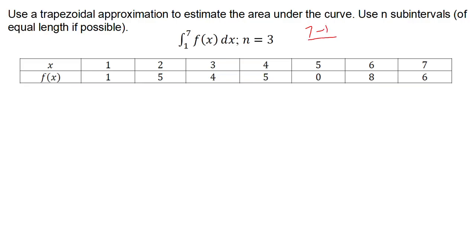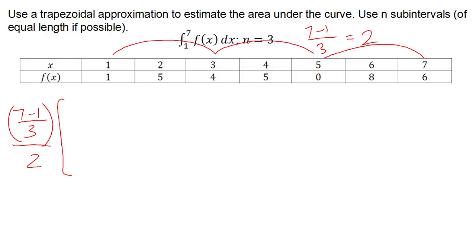And if we're doing from 1 to 7 with 3 subintervals, then we most definitely can make equal subintervals of that, right? 7 minus 1 divided by 3 is just 2, right? So each subinterval is going to be 2 units long. And so I do know the value of my function in each of those values. So even though I'm given a chart, I can still use the trapezoidal formula.